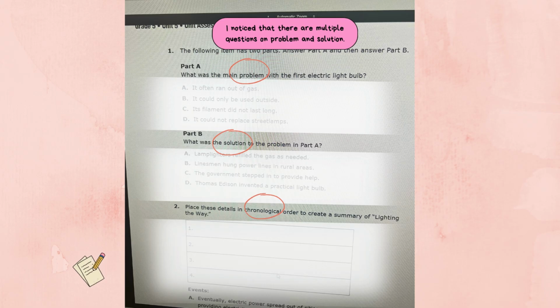For example, I noticed that on this assessment, there are multiple questions on problem and solution and on chronological order. So this lets me know that I need to teach those lessons from the curriculum to my students. I also know I need to make sure they understand the meaning of the word chronological. I may use an example they can relate to first, like a social one, and then work with the one in the lessons, which is an academic example.